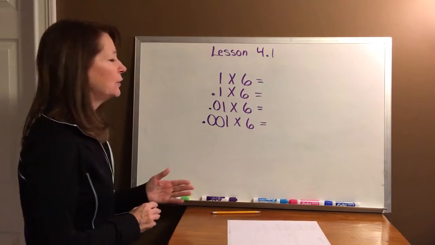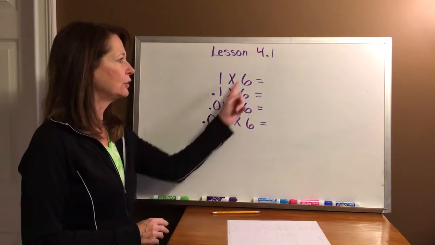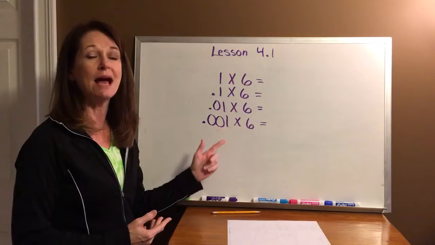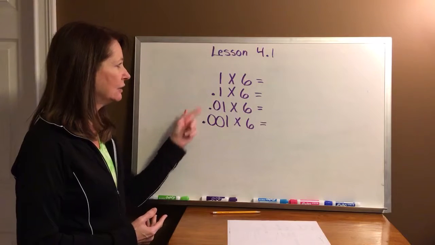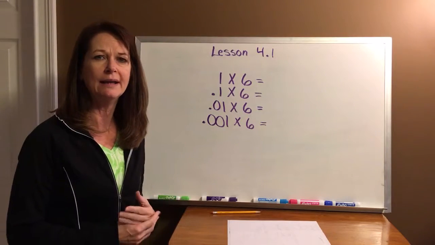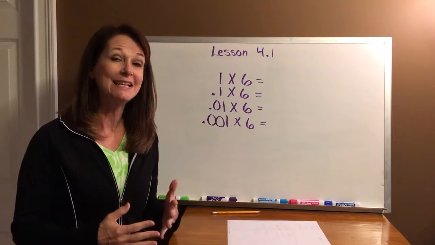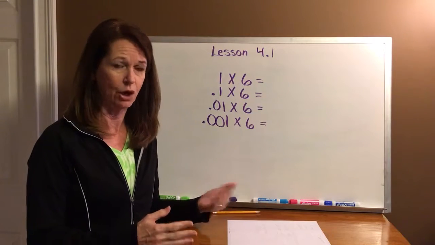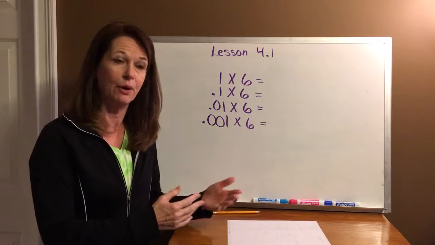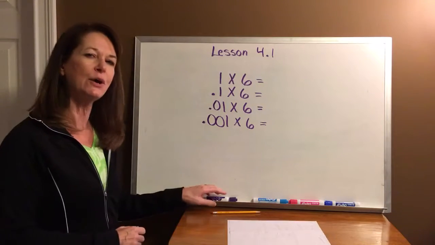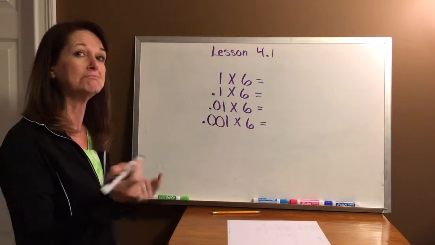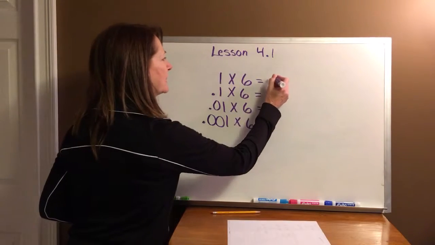All right, so right away you can see there's a pattern here: we're using the same whole number, the whole number 6, and we are multiplying it times decimals down here. This is just the whole number 1, and you already know the identity property of multiplication: 1 times any number is just going to be that number. So not much to think about on this one. 1 times 6 is 6, that's right. So we'll go ahead and put that up here.